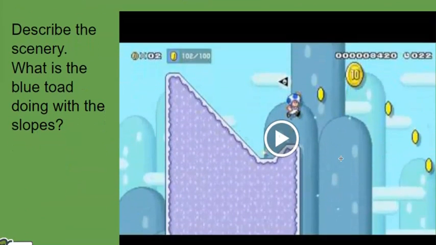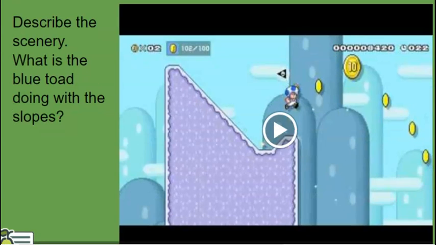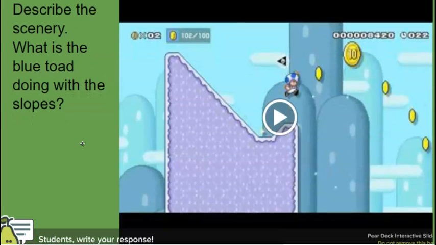Describe the scenery. What is the blue toad doing with the slopes? On the Pear Deck slide, go ahead and type your response about what the blue toad was doing with the slopes.